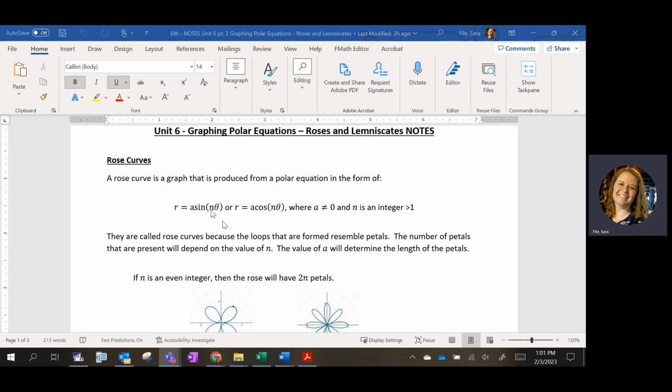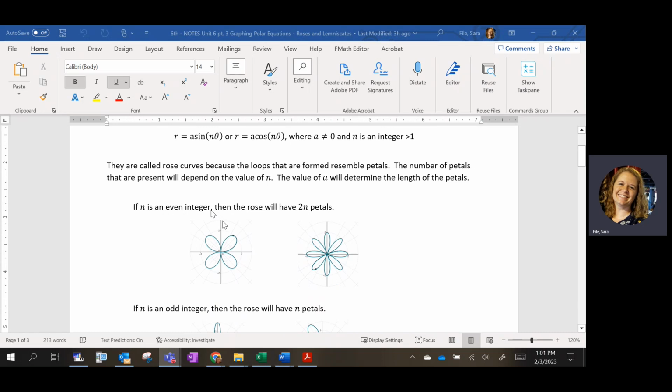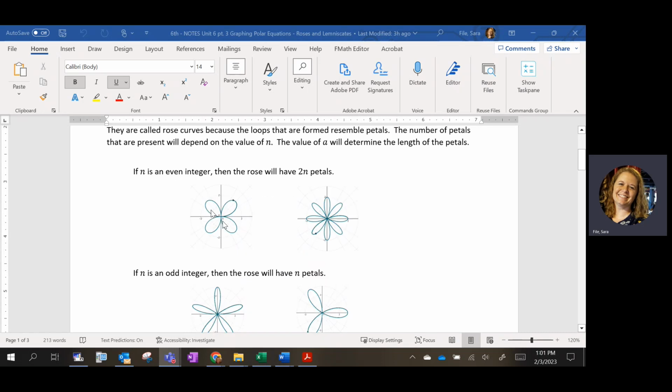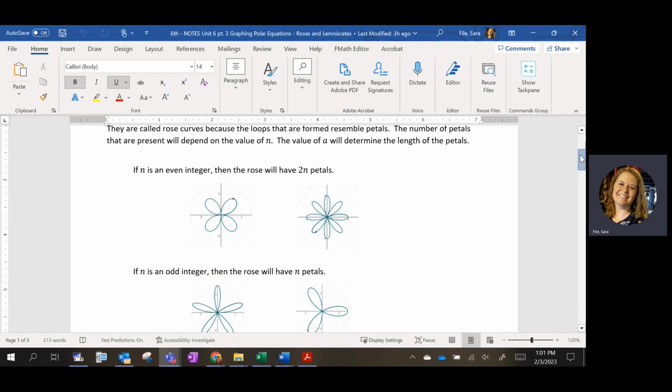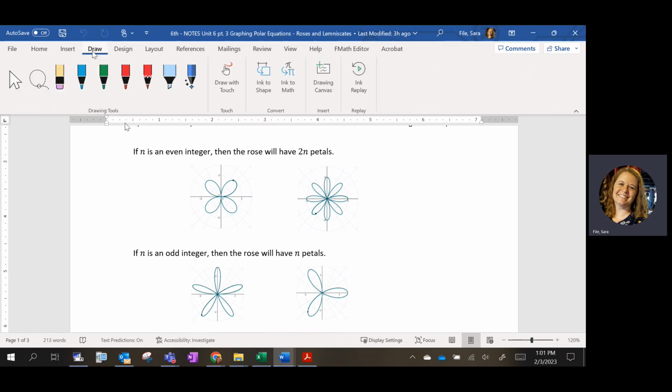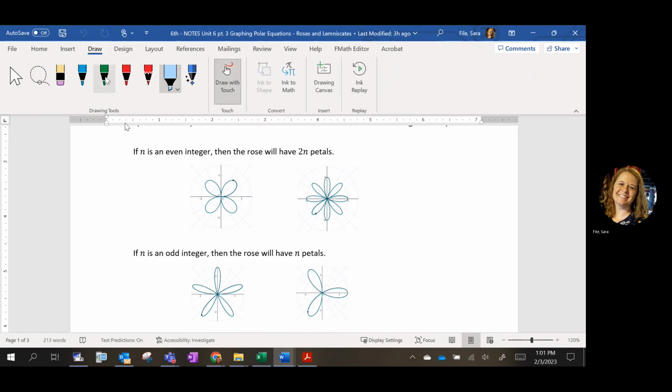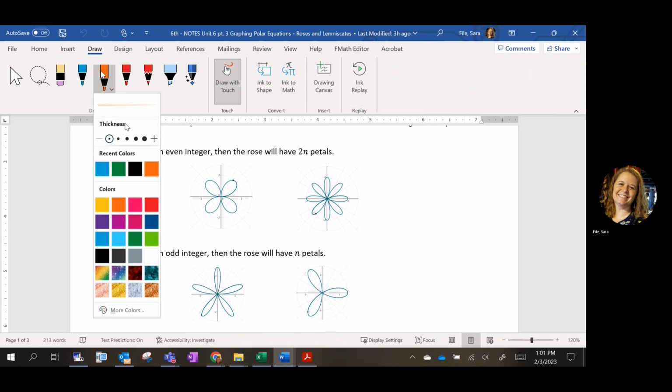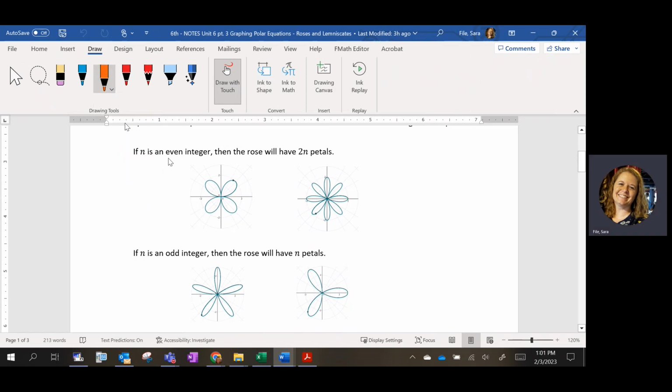The activity where you got to play with the little slider, you may have noticed this when you jotted down some notes as you were going through it. The number of petals is determined by that n value. And you may have noticed that if the n value was an even number, then you had 2n petals.